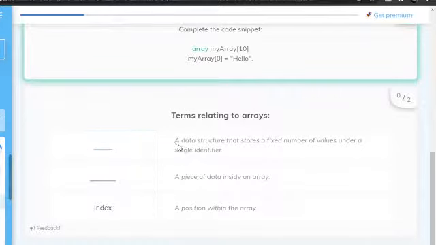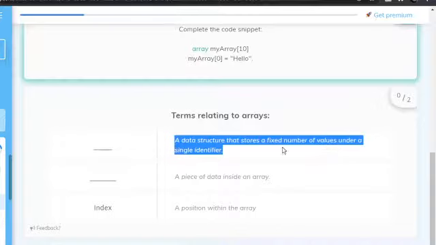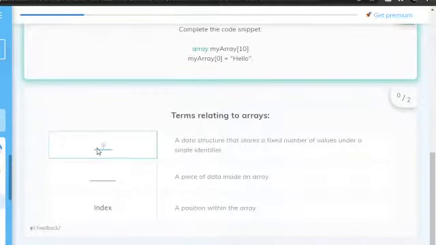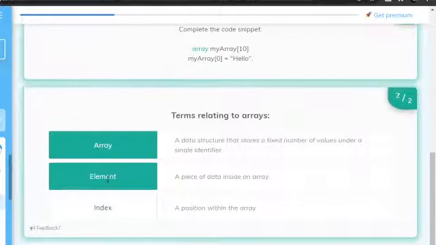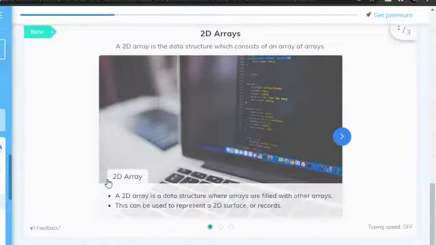An array is a data structure that stores a fixed number of values under a single identifier. A piece of data inside an array is called an element, and the index is the position. So, 2D arrays.